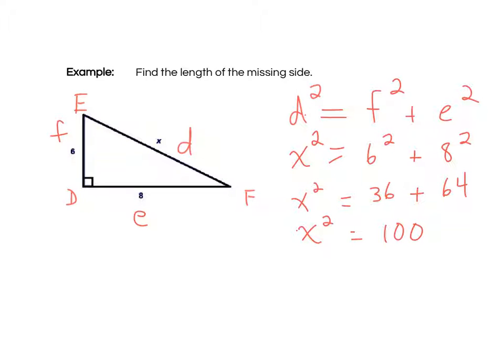So you may remember that to undo a square, I take the square root. And so by square rooting something that is squared, I undo the square, and that simply gives me x. So whatever I do to one side, I'm going to do to my other side.